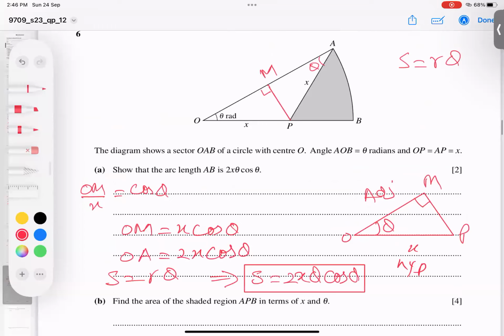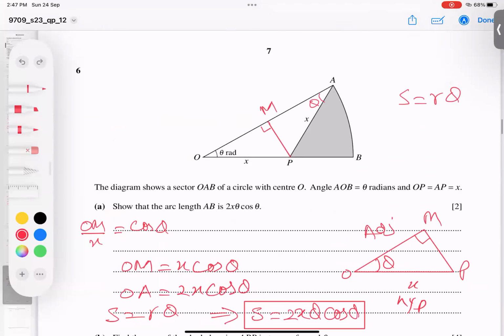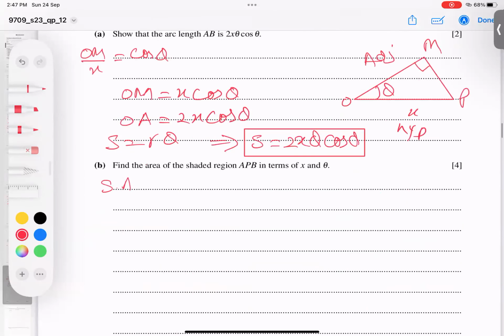Let's go to the next part. The next part is the shaded area in terms of theta and x. So what is the plan? Very clear plan: the big area, I mean the full area, is the sector area minus the white part. The white part is a triangle part. So the shaded area plan is very clear.